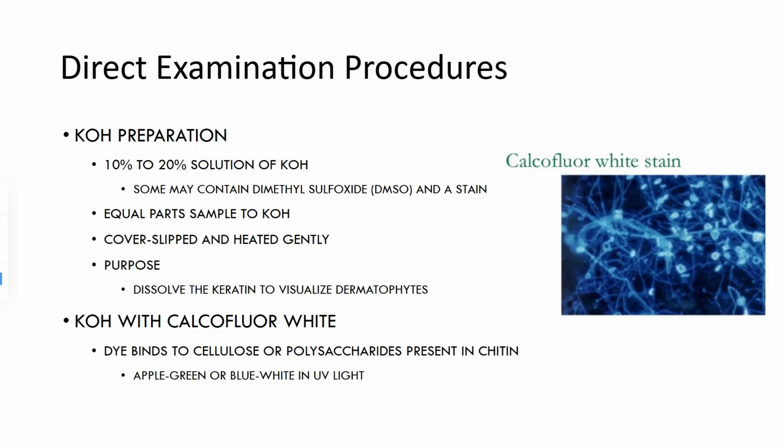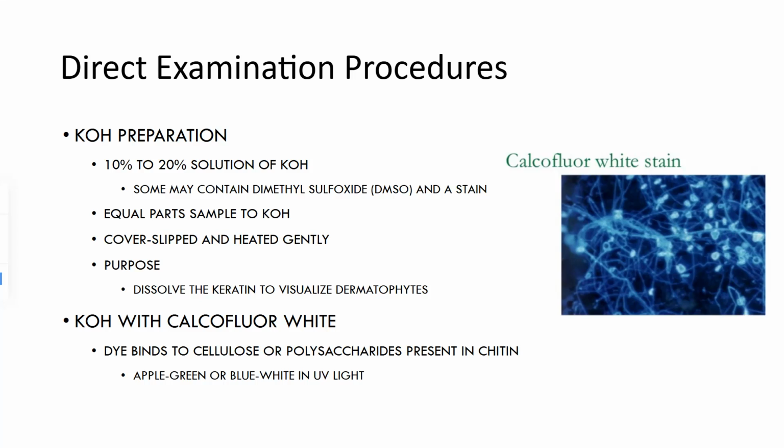So potassium hydroxide, 10 to 20%, will completely dissolve away your skin cells and any bacteria that's there. But it leaves the fungal elements because the fungal elements have chitin in them. It doesn't destroy those. So we can see the fungal elements that are left behind.